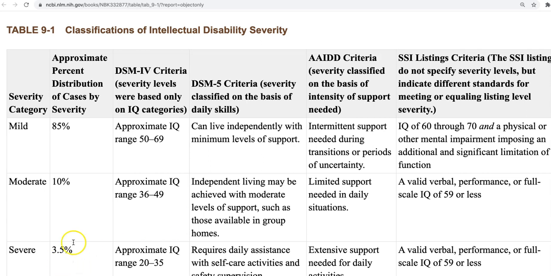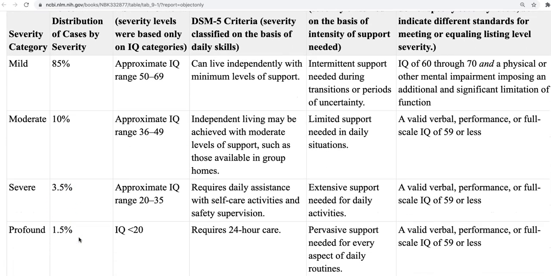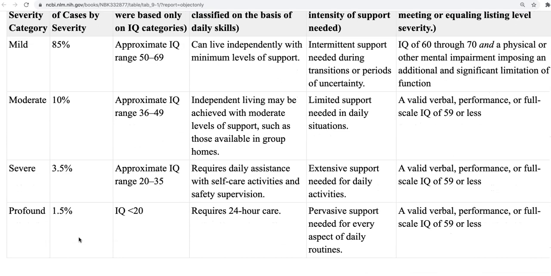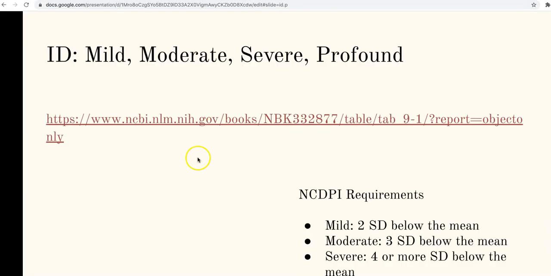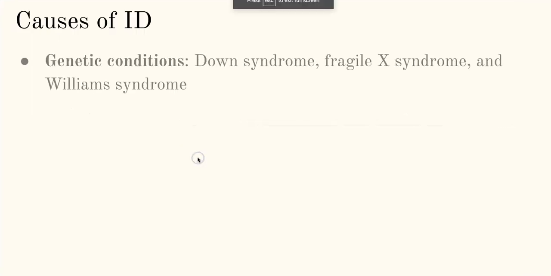Once we get to severe and then profound, these are going to be people that require much more assistance, aren't going to be able to live on their own, or else the chances of them hurting themselves, not being able to take care of themselves, are going to be really, really high. Okay. Some causes of ID.